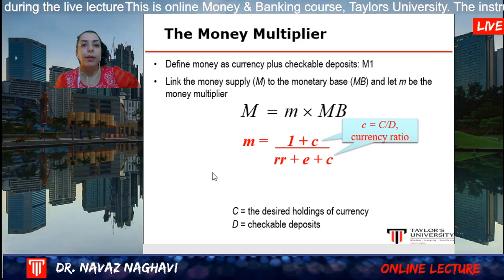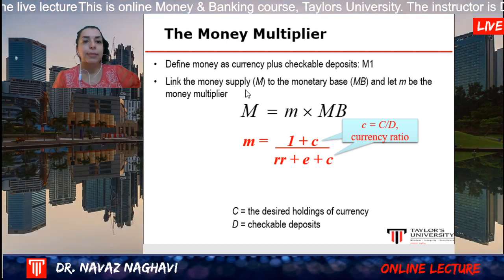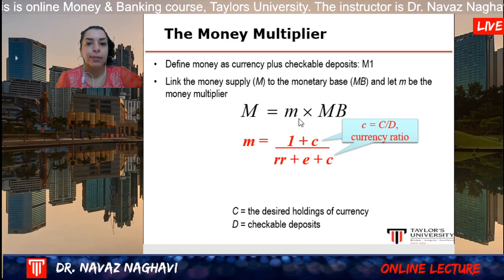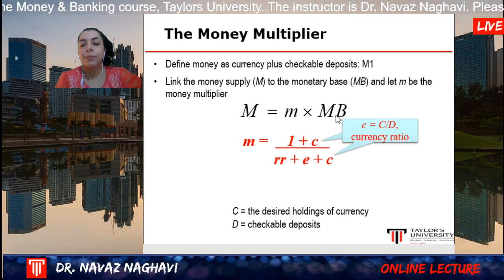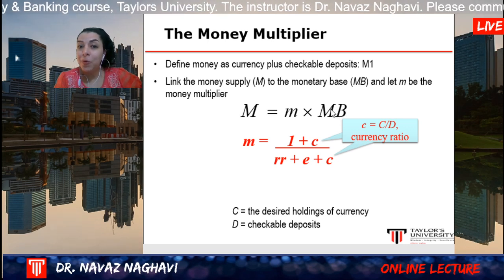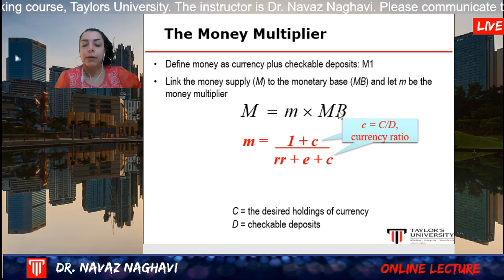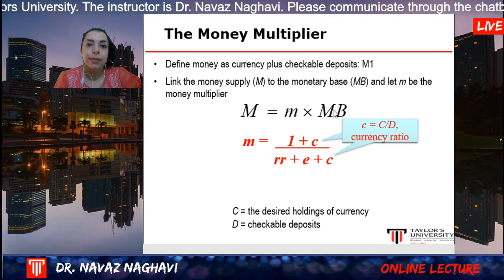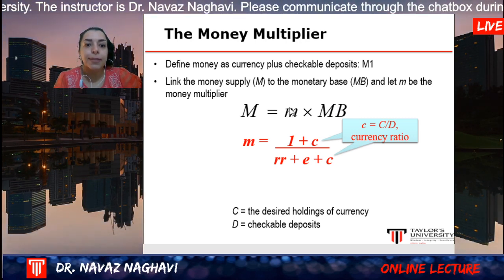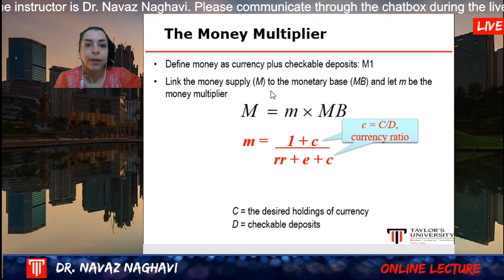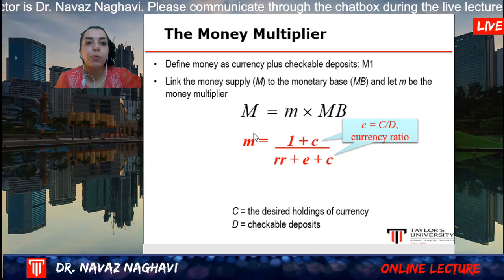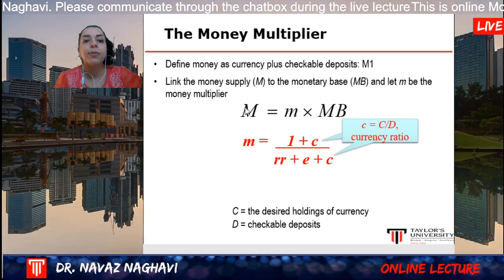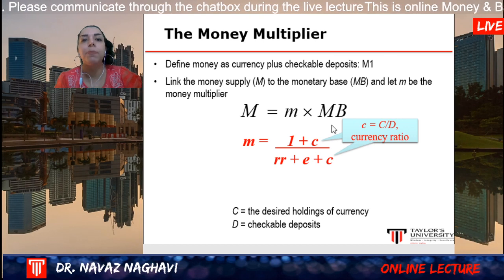So what have we done here? This is saying that M is the money supply, m is our multiplier, and MB is the monetary base. Monetary base, do you remember? It was currency and reserve, of course. So this amount of reserve, for example 100 units, with the effect of the multiplier can become more once it comes to currency, money supply. That's why the money supply in society can be much more than the monetary base.